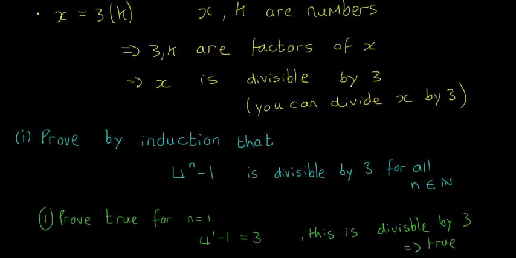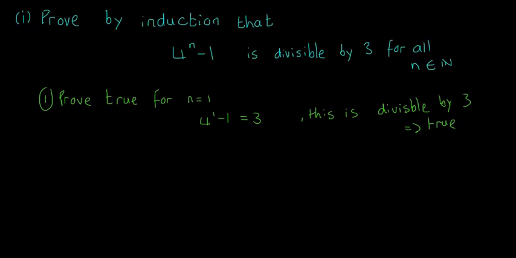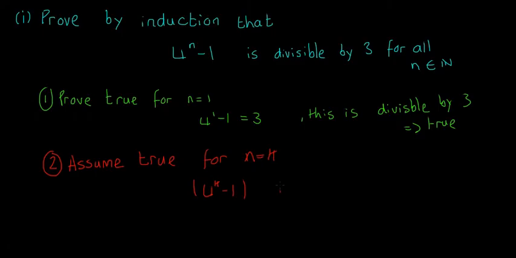We have that proved. Now the next step is that we're going to assume that it's true for n is equal to k, the same as we've always been doing. So I'm going to write: assume true for n is equal to k. So that means we have 4 to the power of k minus 1, and that's divisible by 3. So I'll put a bracket around 4 to the power of k minus 1, is divisible by 3.